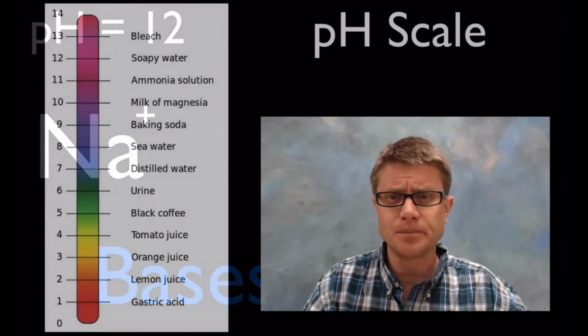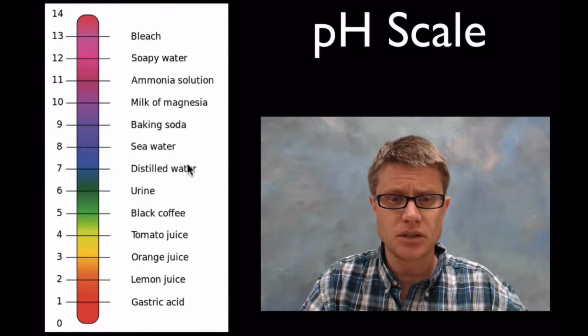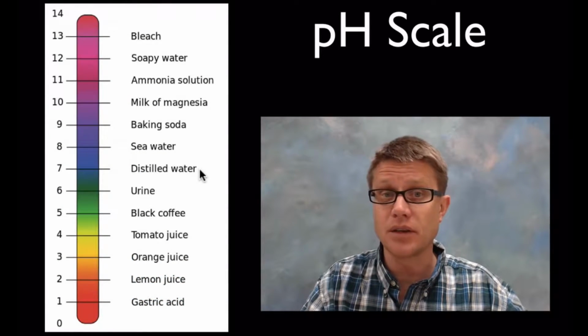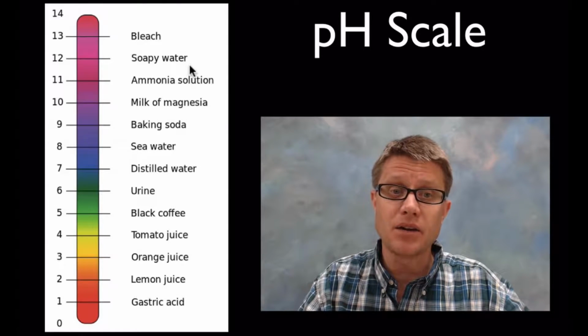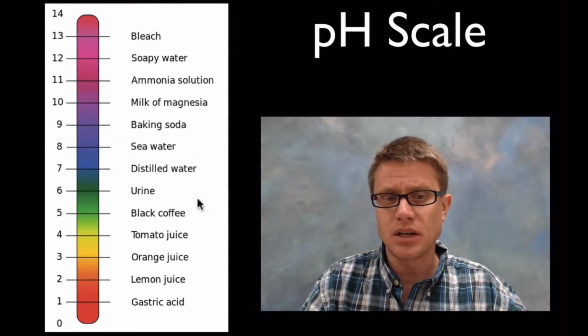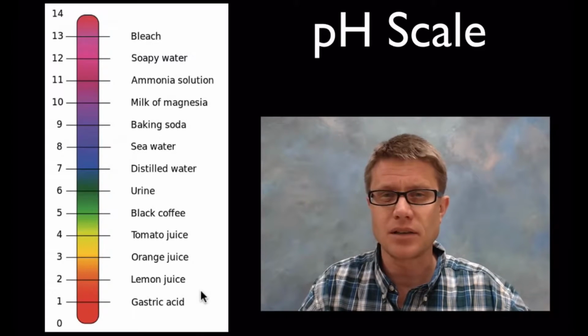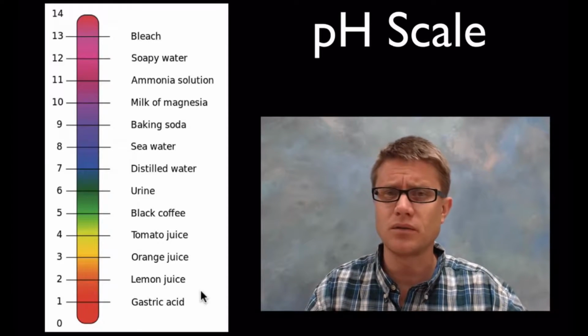We measure that using a pH scale. And so distilled water is going to have a pH of 7. If we have anything higher than that, that's going to be a base. Anything lower than that, that's going to be an acid. But when you're taking a test, it can be somewhat confusing.